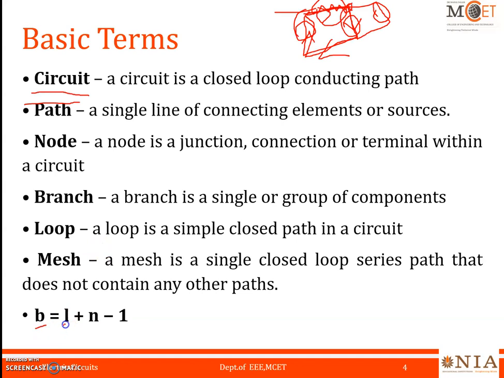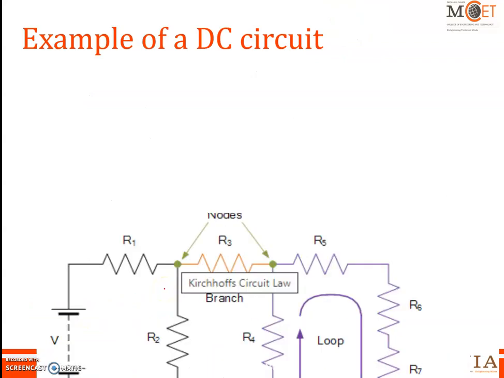So the basic equation with respect to the branches, loops and nodes is B equals L plus N minus 1. N represents the number of nodes, L represents the number of loops and B represents the number of branches in the circuit. All circuits will satisfy this condition. The branches you can identify with the help of loops and nodes. So this is the basic equation for determining the number of branches in a circuit.